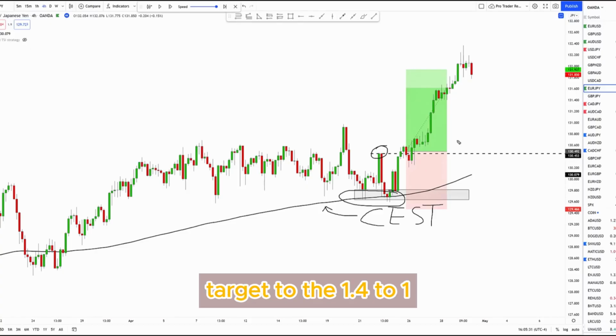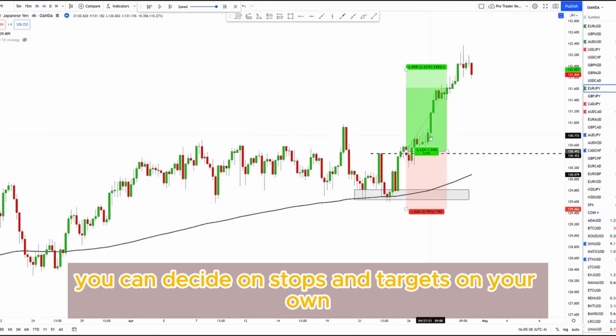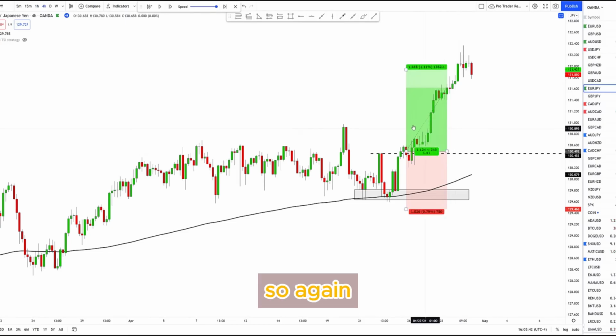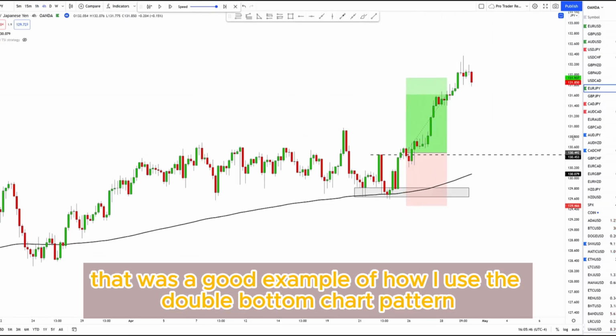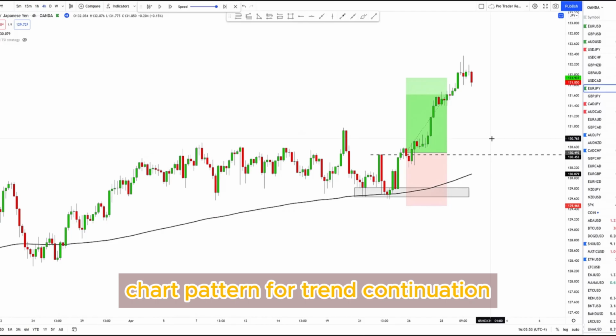Targets at a 1.4 to 1 reward to risk is how I personally like to set targets. You can decide on stops and targets on your own when you're going through your back testing process, but that's what I like to use. So, again, that was a good example of how I use the double bottom chart pattern for trend continuation. Let's now take a look at the double top chart pattern for trend continuation.